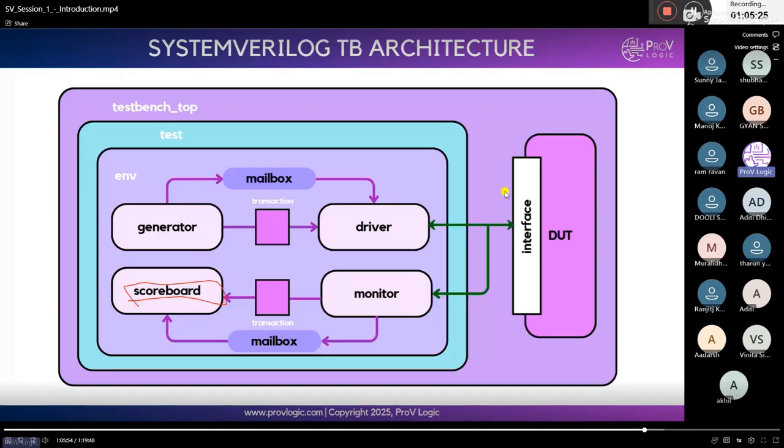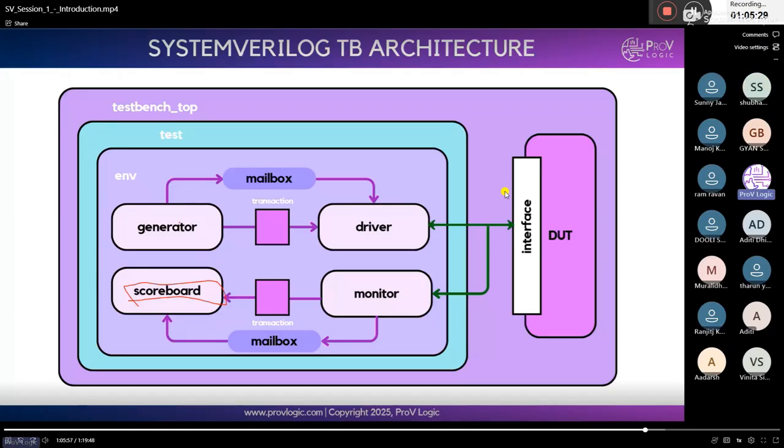Okay. So these are the 4 classes: generator, driver, monitor, and the scoreboard. These 4 components we connect in the top level called environment. From the environment only we will run these 4 classes. This environment will be connected in the top level test, and the test, interfacing with the DUT, will be connected in the top level testbench top. The testbench top is the main where we connect the interface and the test. So whenever you are writing the SystemVerilog program, you need to follow these blocks. Clear, everyone?